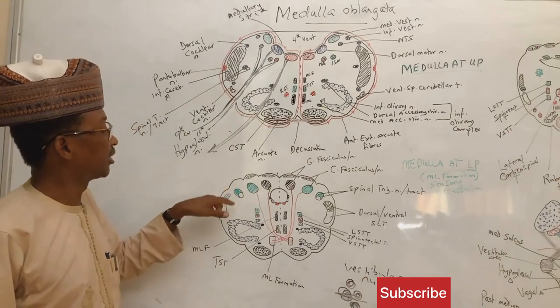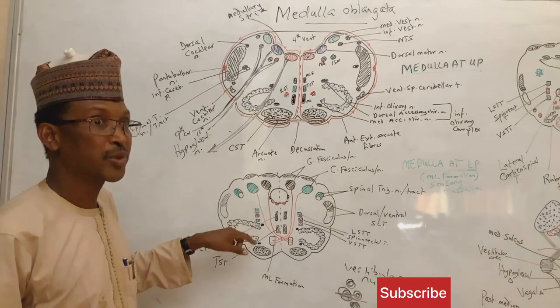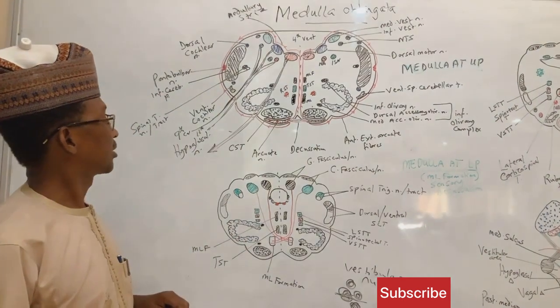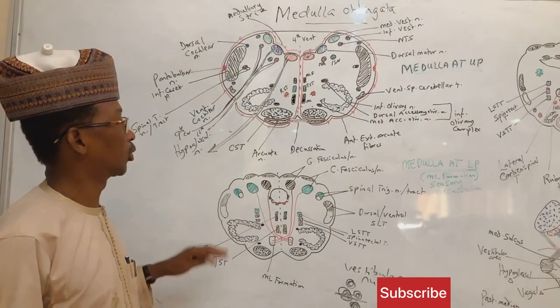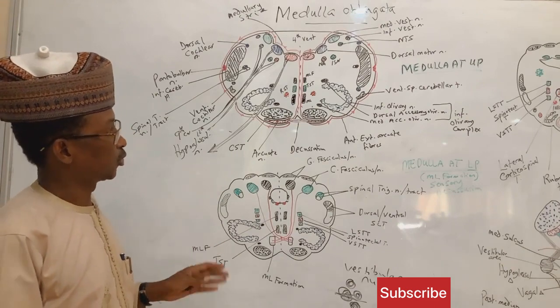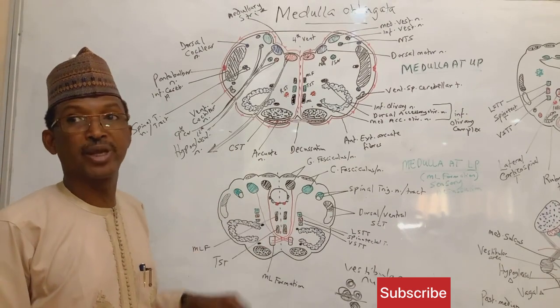The next section that I'm going to discuss is this section of the medulla oblongata at the level of sensory decussation. But before we go to that, let us just have a break in case we have any questions so we can discuss.